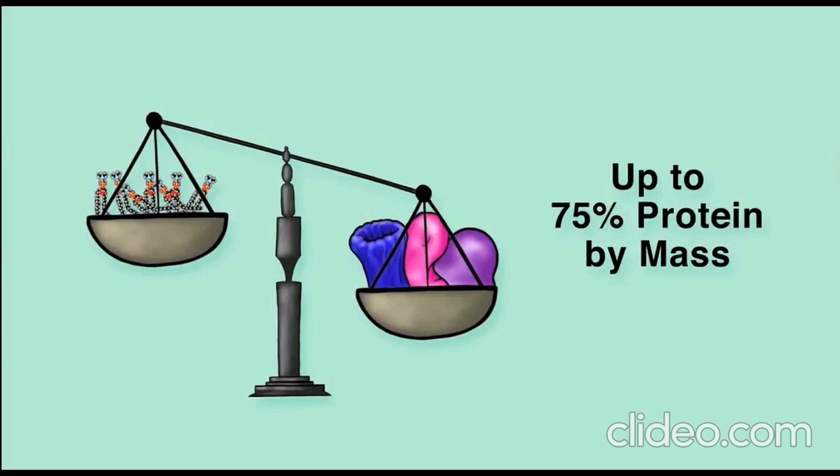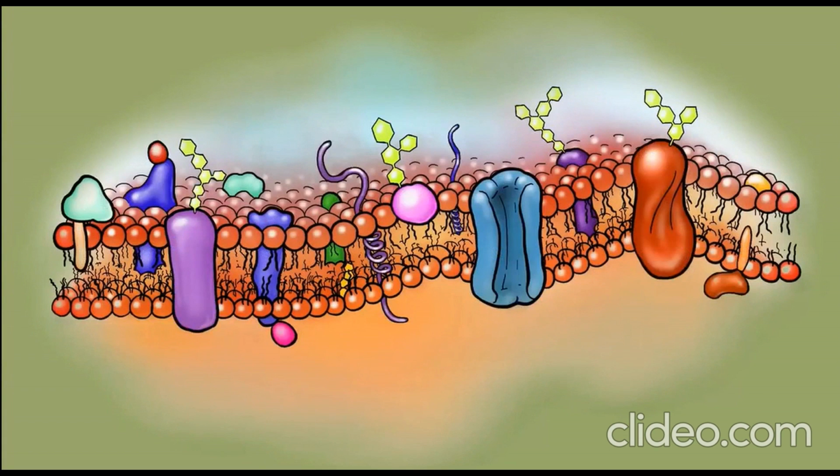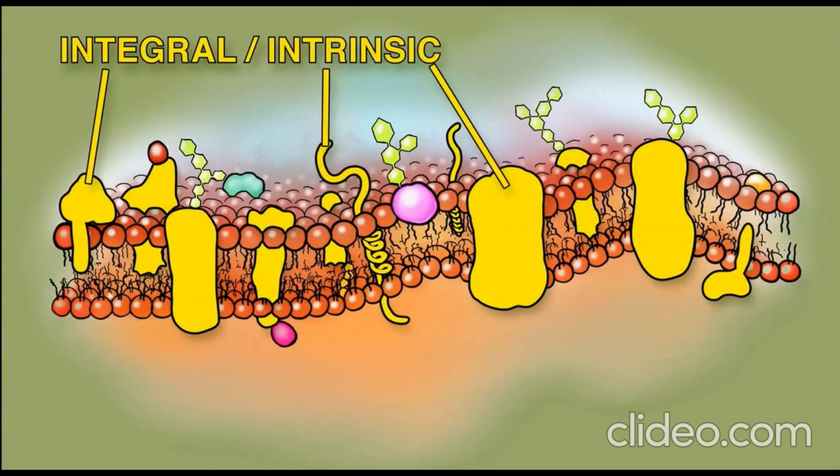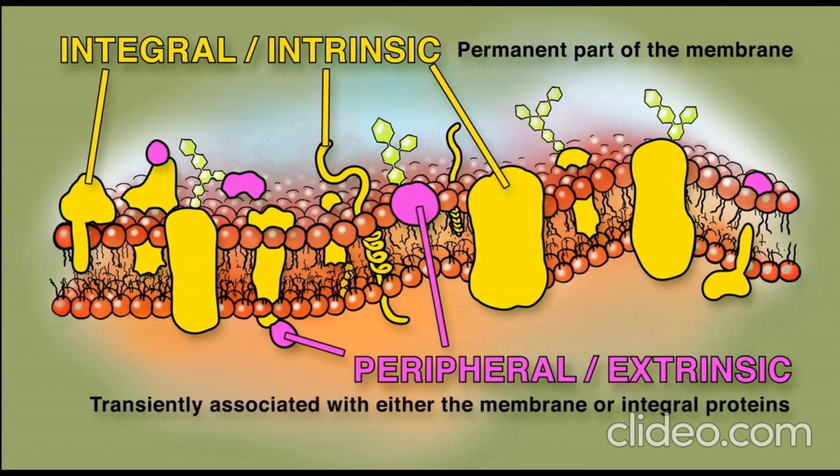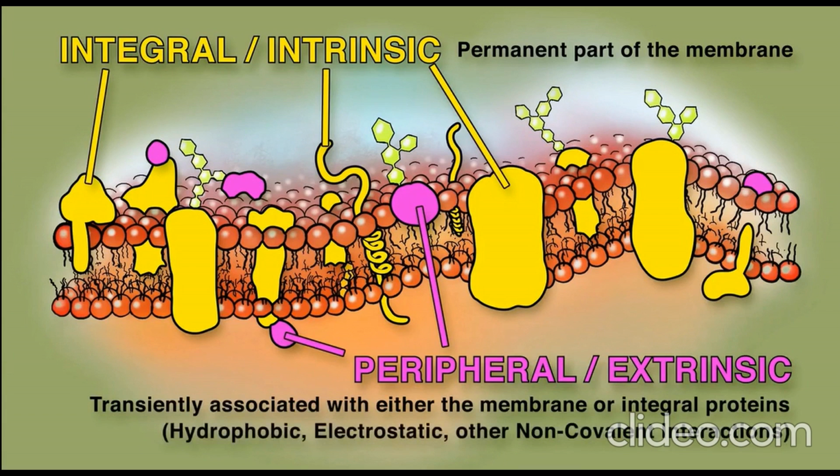By mass. Membrane proteins come in two flavors, integral or intrinsic, and peripheral or extrinsic. Integral membrane proteins are a permanent part of the membrane, while peripheral proteins are only transiently associated with either the membrane or integral proteins, where these associations are hydrophobic, electrostatic, or other non-covalent interactions.